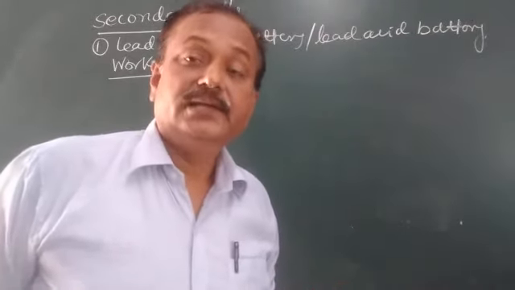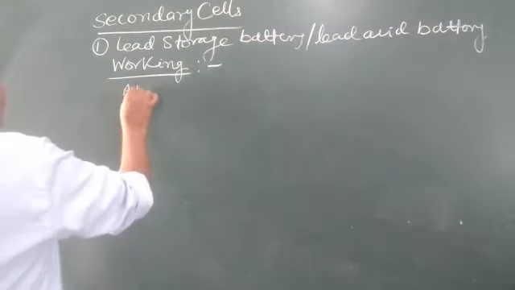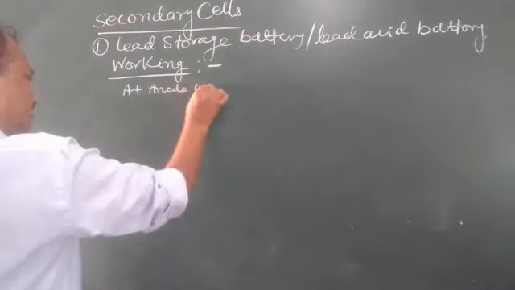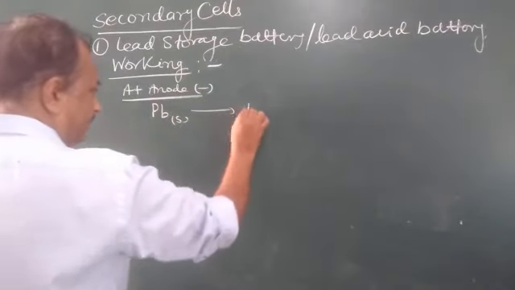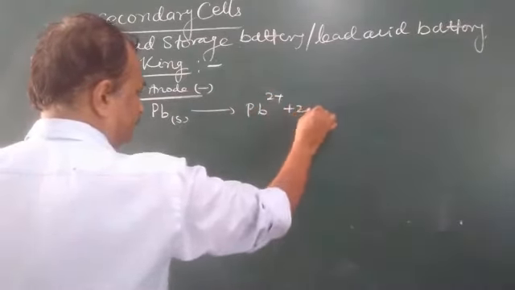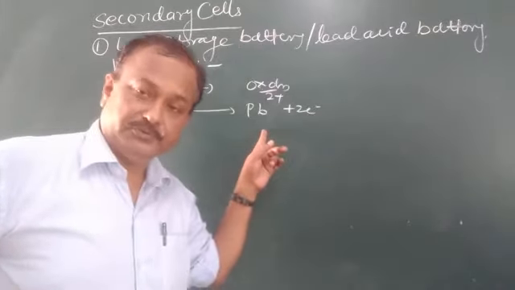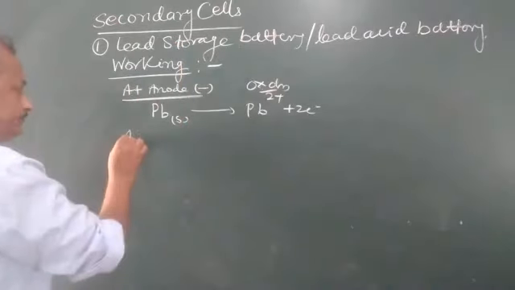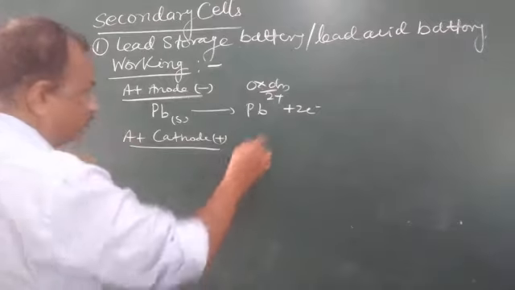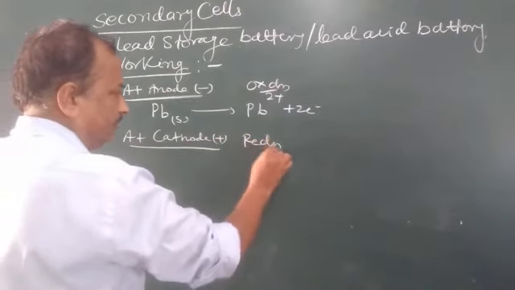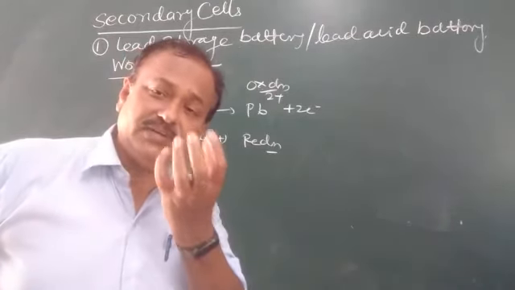Now we'll see how it works, or the working of an acid accumulator. As you know, the anode is negative, there is the lead plate. Lead solid undergoes oxidation. Electrons are produced and lead ions are produced. Now at the cathode, it is plus. So if oxidation is going on, here there must be reduction. And there is a spongy lead. Actually the lead grid is a very small amount.